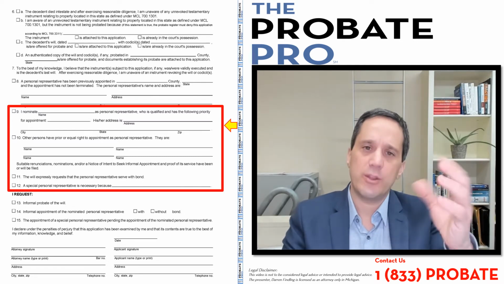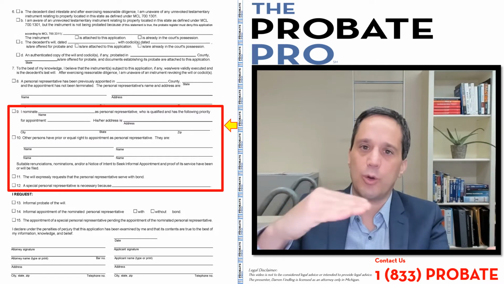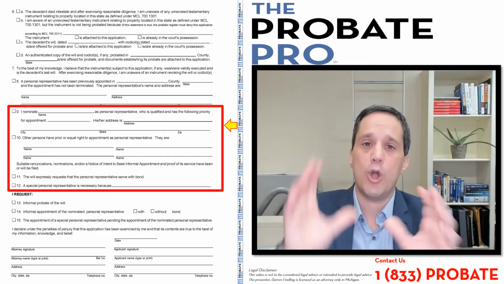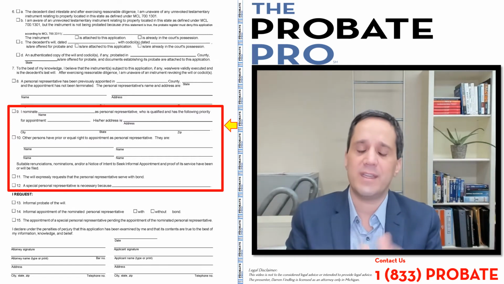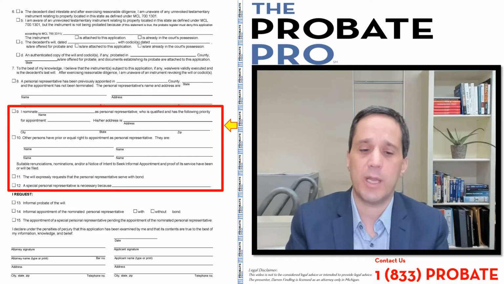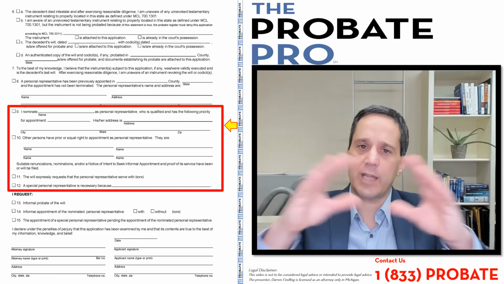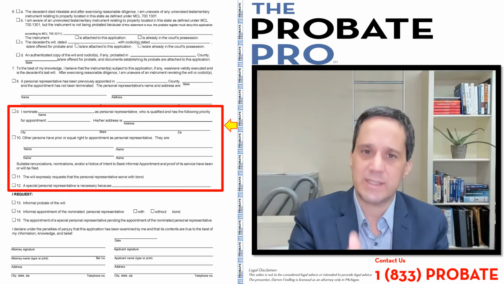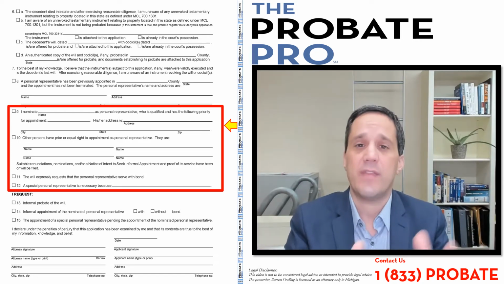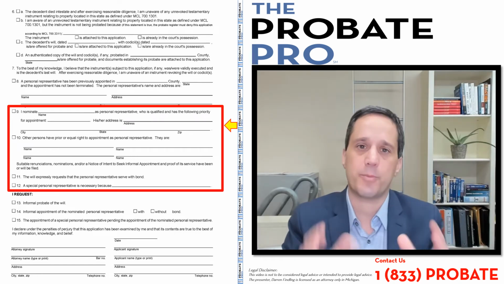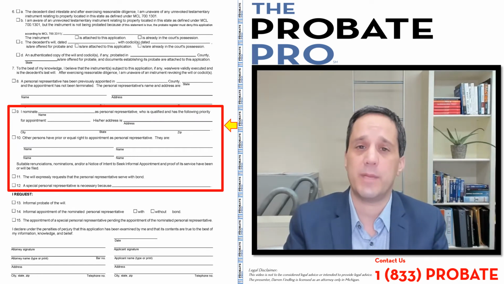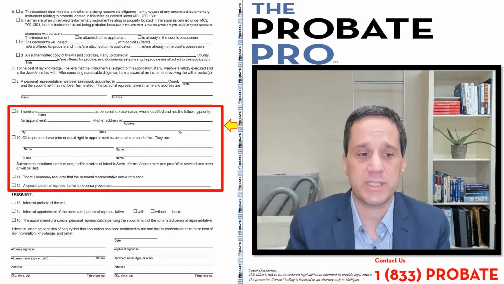So again, either renunciations of those equal or higher order of appointment, or notice of intent to seek informal appointment has occurred and you've provided proof of service. So this is part of the larger package that goes with this application, as well as a testimony that would be included in this larger package to begin this probate administration through informal proceedings.